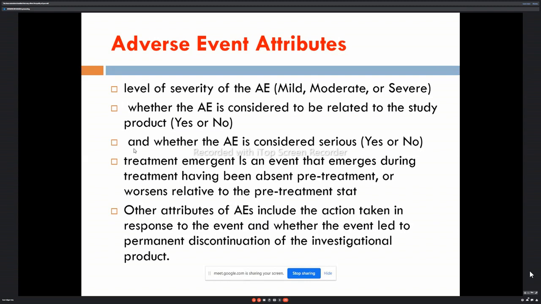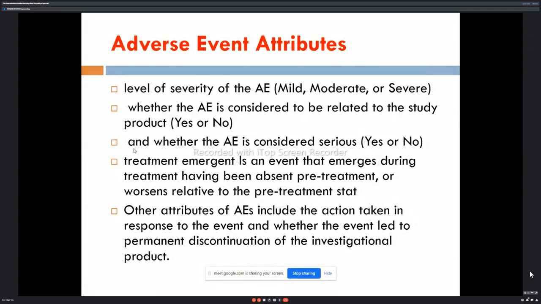And the third one is whether the adverse event is considered serious or not. Where can we find this information? We have a variable called AESER. AESER is a yes or no type of question. If the adverse event is serious, we are going to have a Y. Otherwise, we are going to have an N. That variable is also very, very important.